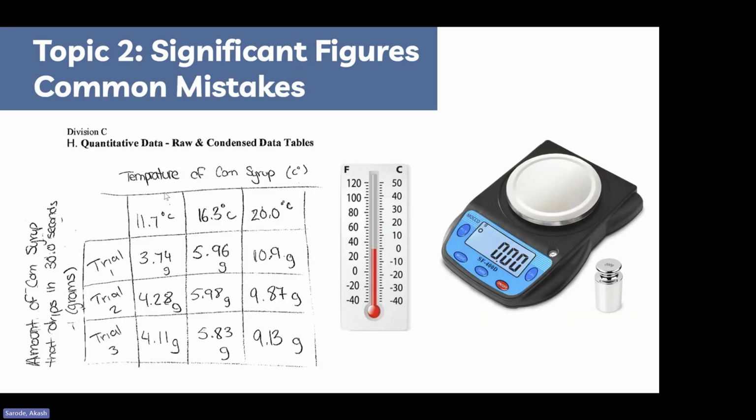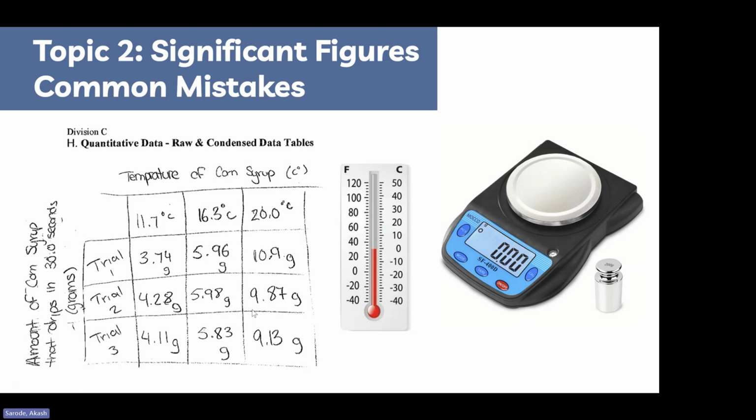This is a sample experiment that I took. I think this experiment is from an invitational that I took like 2 years ago. And it does have some mistakes in this data table. So basically what the experiment was is we changed the temperature of corn syrup. That's the independent variable, the value that we're changing. And we saw the effect that had on the amount of corn syrup that dripped out of a container in a matter of 30 seconds.